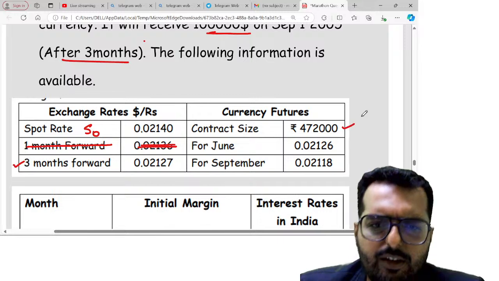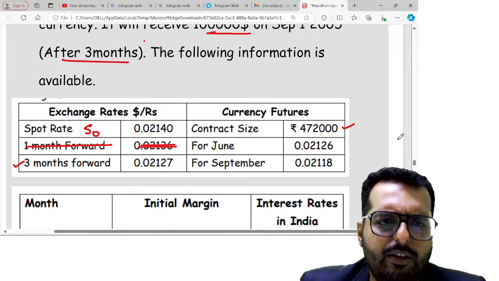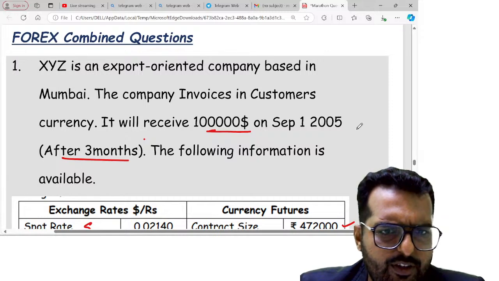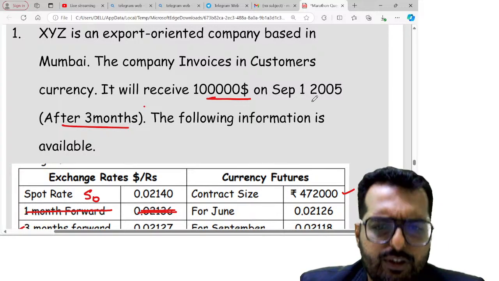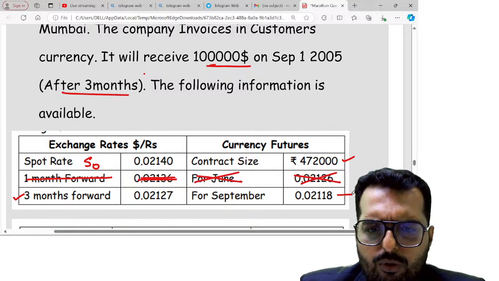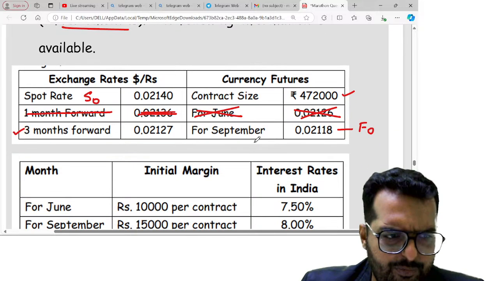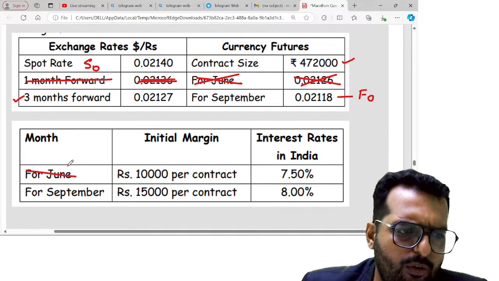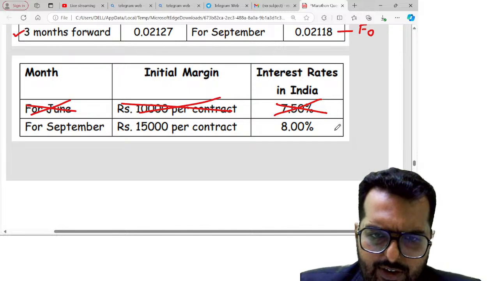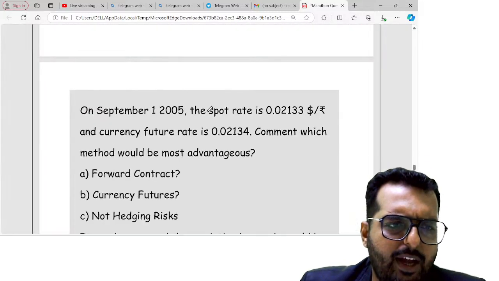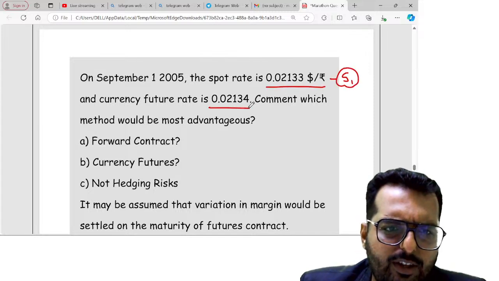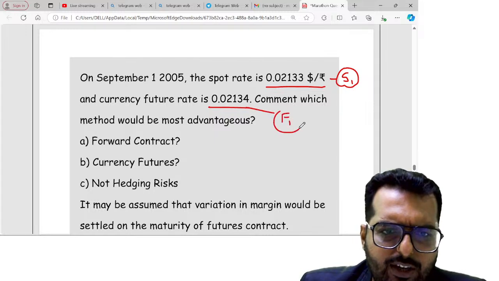Contract size is given for June and for September. Invoices in the customers' currency on September 1, that is after 3 months. So today is June, and futures will be for June or for September. Futures will be for September, and this is called F0. The margin for June will not be relevant because we are entering for September, so only the September margin will be relevant. They have also given you the spot rate on the other day, that is S1, and the currency future rate on cancellation date, that is F1.